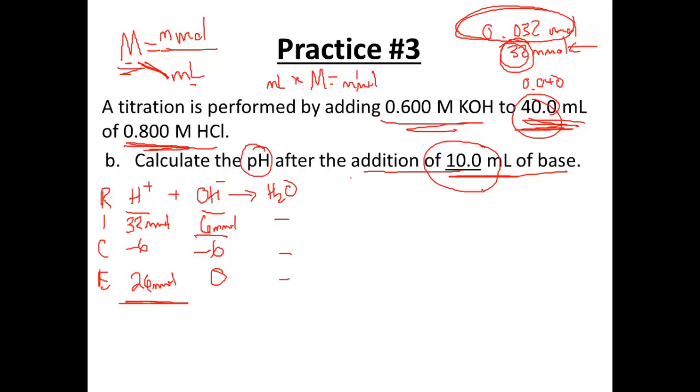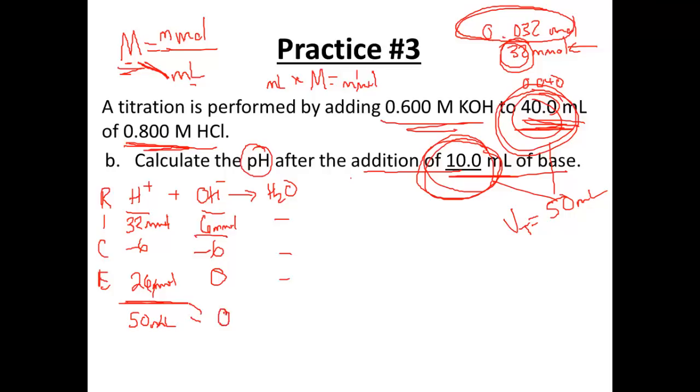Alright, so the total volume is, again, what you've added. So it's 10 milliliters plus the 40 milliliters we started with. If you add those together, our new total volume, VT, is equal to 50 milliliters. Okay, so we're going to divide 26 by 50 milliliters. The milliliters technically cancel, and we're back into molarity. So 26 divided by 50 is 0.52.